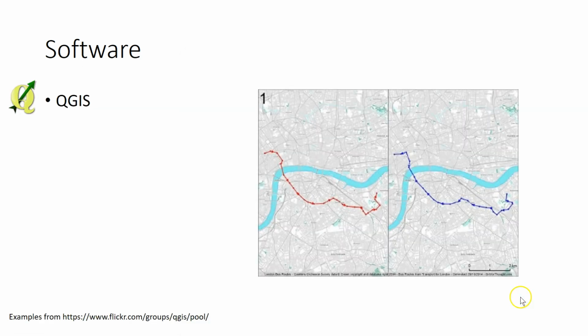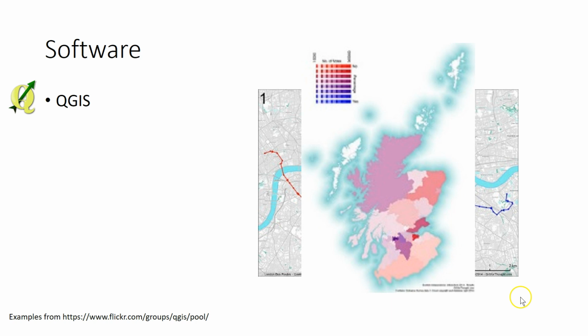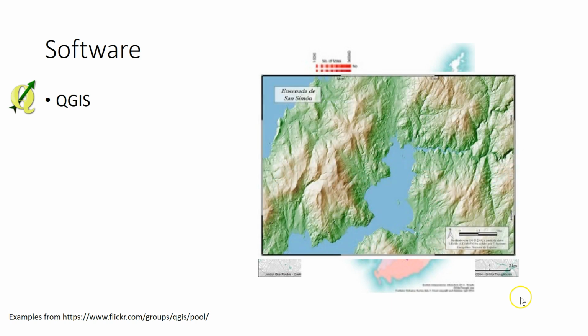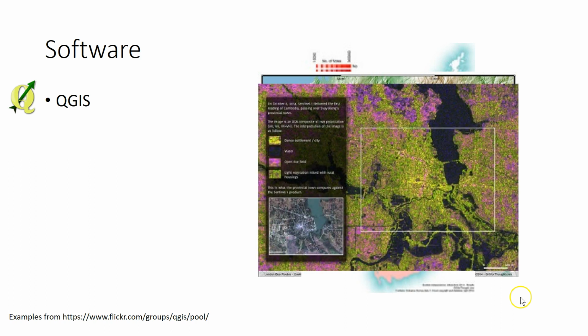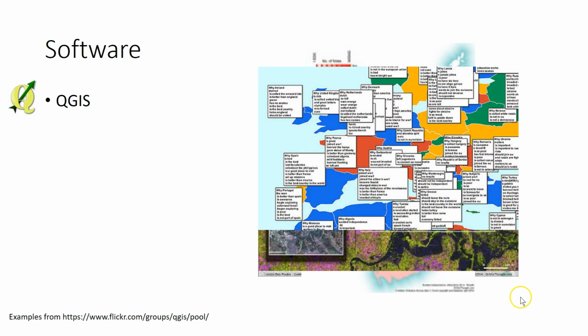So these are a few examples. You can go to this website, flickr.com/QGIS/pool. These are a few examples of maps produced by QGIS. You can do some very interesting maps. You can even generate a 3D map. Something like this. You should be able to do this by the end of the semester.